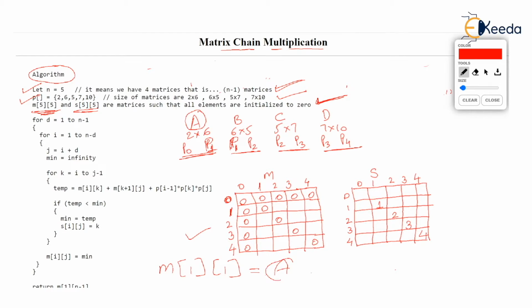So there is nothing to multiply here, isn't it? You can say that only one matrix is given. Hence, the number of multiplications you can note is 0. M11 is 0. Similarly, M22 is 0, M33 is 0, and M44 is 0. And I have initialized the diagonal elements of S matrix, you can see, as 1, 2, 3, 4.